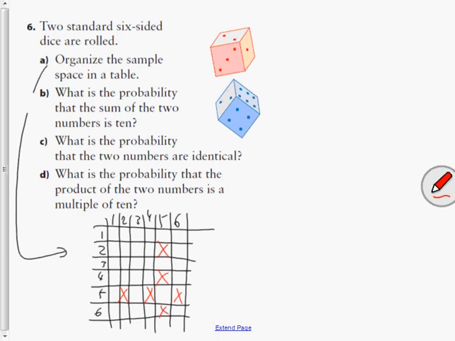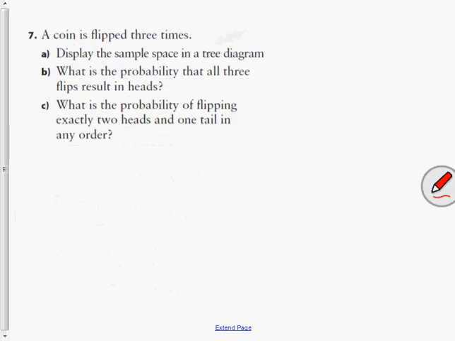So therefore we have 6 out of 36, which is the same as the last one, which is 16 2/3% probability. In the next question, it says a coin is flipped 3 times. Display the sample space in a tree diagram.